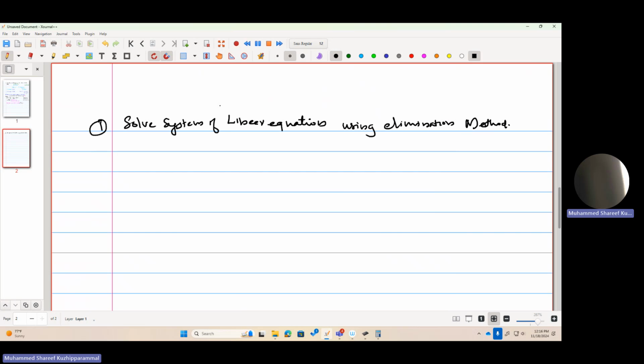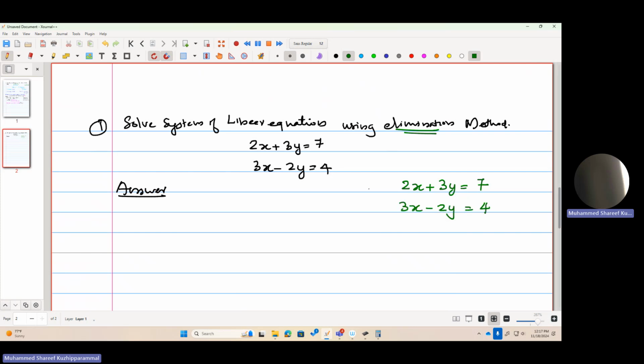Okay, students. 2x plus 3y is equal to 7 and 3x minus 2y is equal to 4. Students, as the word suggests, we are using elimination. We are eliminating x or y. To eliminate x or y, you need their coefficient to be same. Like 2x plus 3y is equal to 7 and 3x minus 2y is equal to 4.